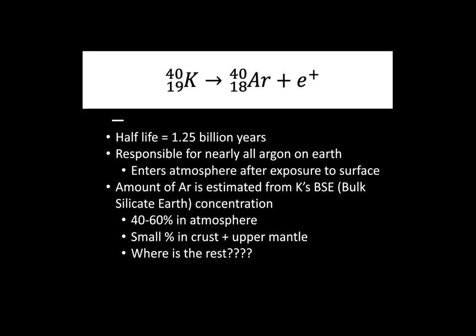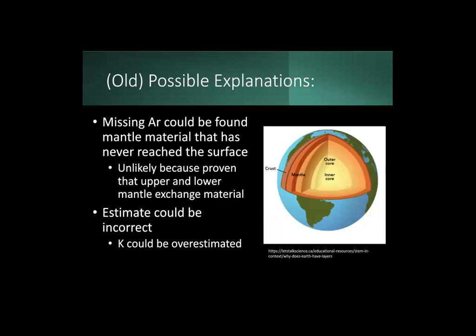So based on that model, we've only accounted for 40 to 60% of the argon that we think we should see. So the missing argon that we're talking about here is the stuff that we can't find. So where is it? People used to think that it was actually the material in the mantle that has never ever reached the surface.